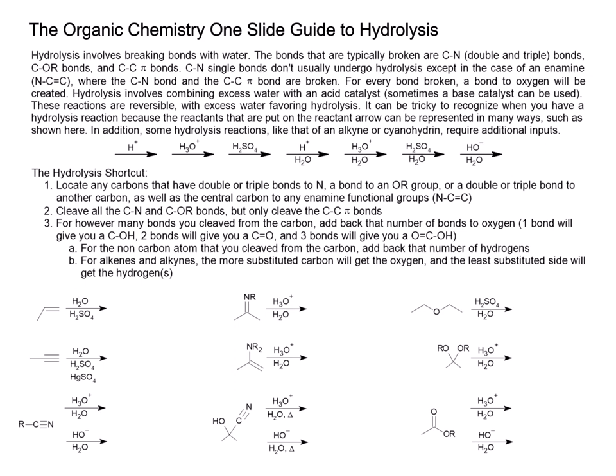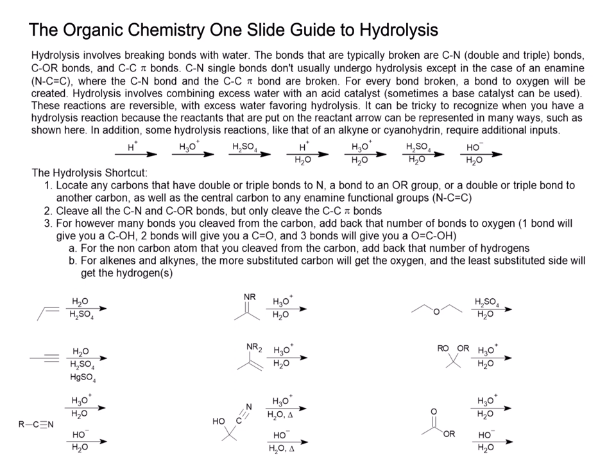For however many bonds you cleaved from the carbon, add back that number of bonds to oxygen. In other words, if you cleave one bond, you're going to get a C-OH back. If you cleave 2 bonds, you'll get a C double bond O. And if you cleaved 3 bonds, you'll get back a carboxylic acid.